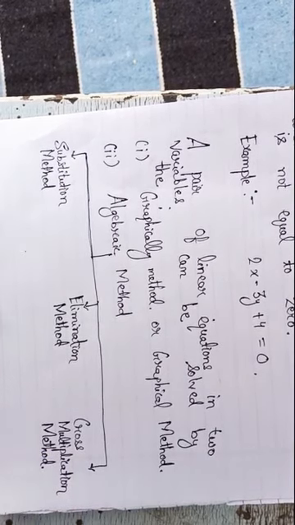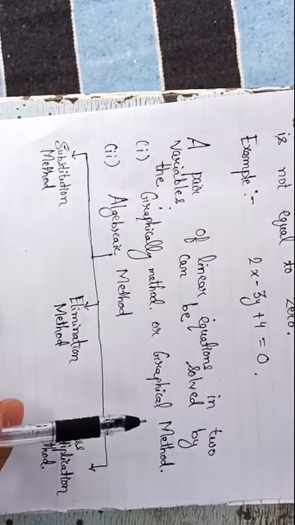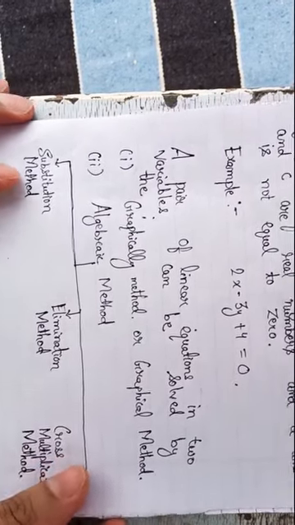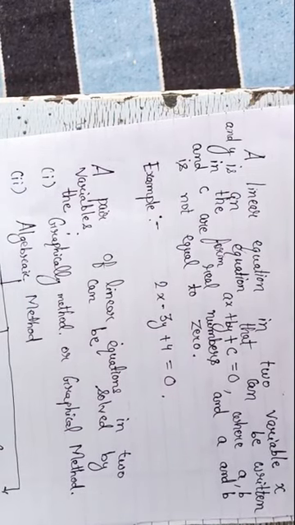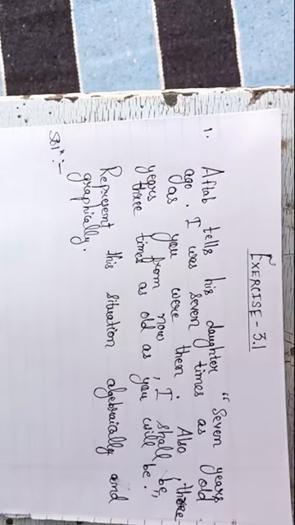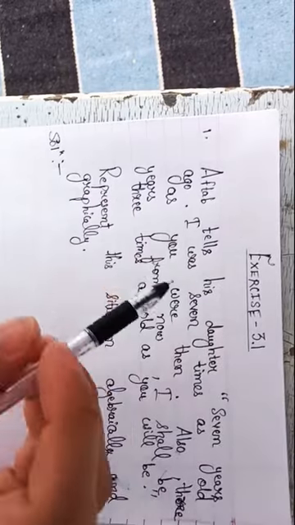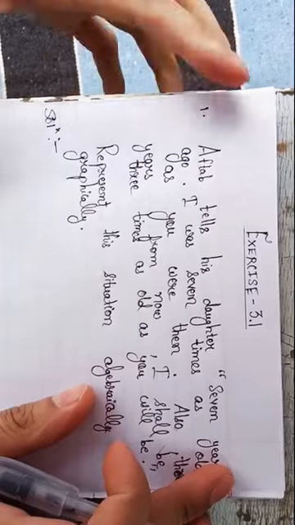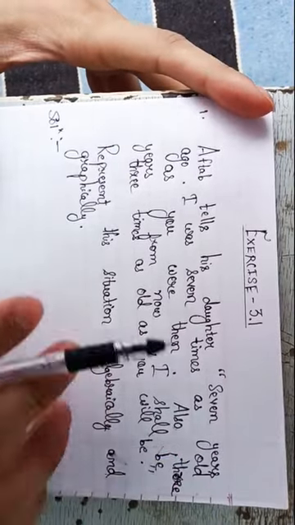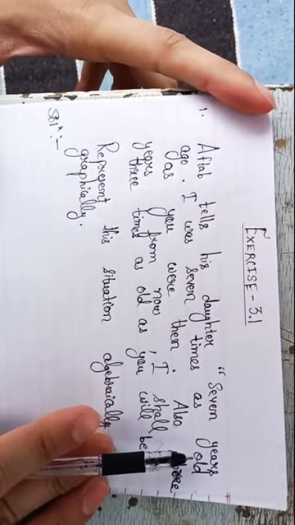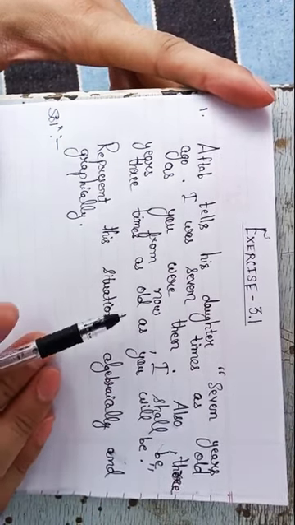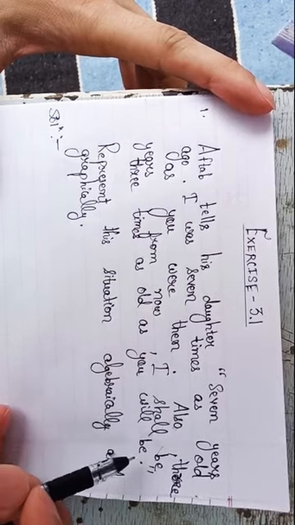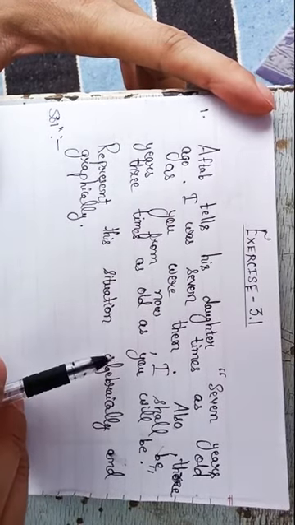First of all today we are going to discuss the graphical method. We will solve questions based on the graphical method. Starting with exercise 3.1, first question. Aftab tells his daughter, 7 years ago, I was 7 times as old as you were then. Also 3 years from now, I shall be 3 times as old as you will be.